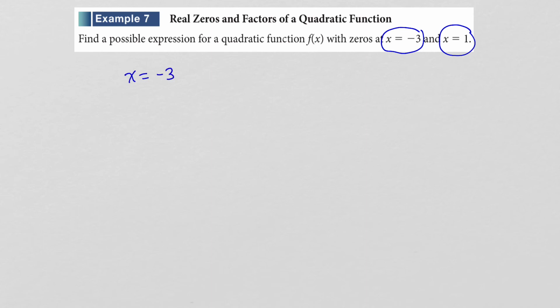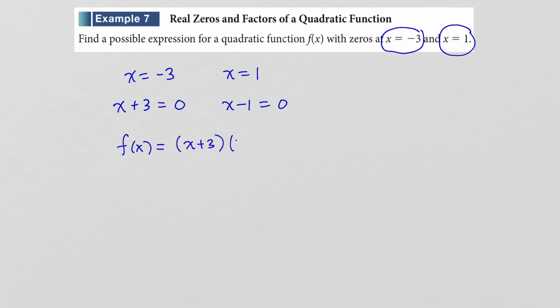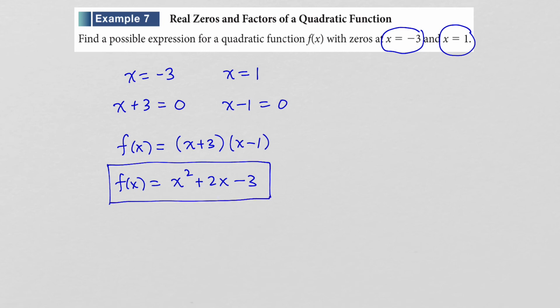If x equals negative 3 is a 0, notice that if you add 3 to both sides of this equation, you get x plus 3 equals 0. And if x equals 1 is a 0, subtracting 1 from both sides gives you x minus 1 is equal to 0. So your function f of x in factored form will be x plus 3 times x minus 1. And now if we just multiply this out, we get x squared plus 2x minus 3. So this is a possible quadratic function that has the zeros given to us in the beginning.